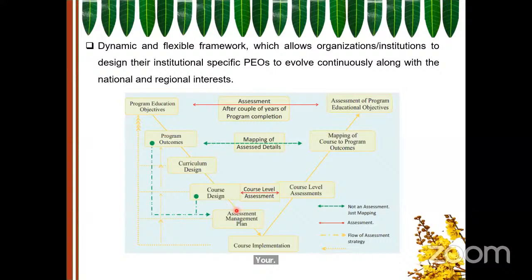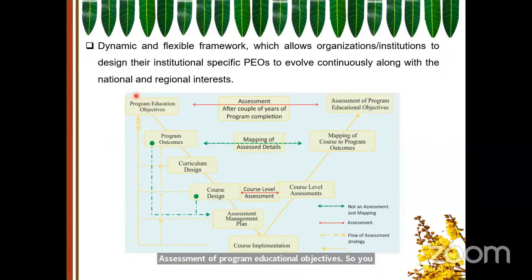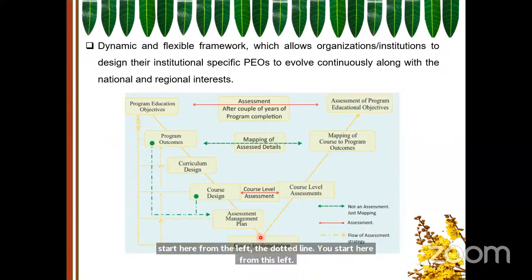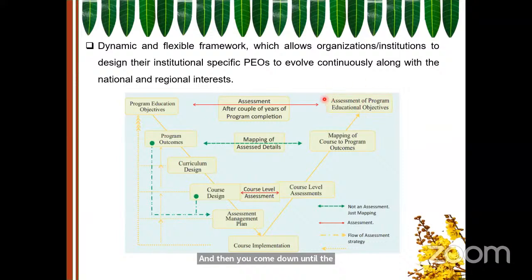The yellow color line tells us that from the course design, the course implementation will lead us to the course level assessment. Finally, what mapping should you do? The mapping starts from the course design perspective. The green color line will follow course design and then program outcomes, and then mapping of these program outcomes will once again lead to the assessment of program educational objectives. So you start here from the left, the dotted yellow color line, and then you come down until the course implementation, and then finally end up with assessment of PEOs and vision and mission.